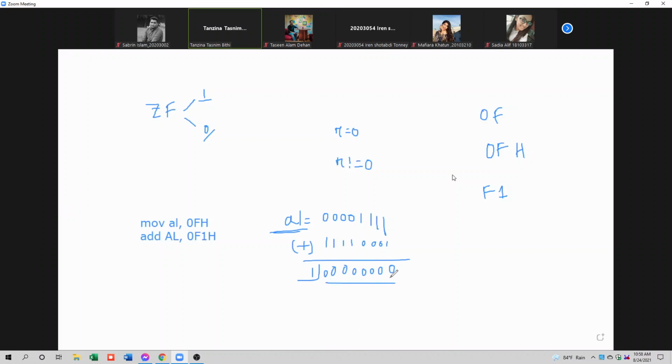Now if we convert it into hexadecimal or decimal, we get the result 0. So when the result of the arithmetic operation is 0, the value of the zero flag register will be 1. That means the zero flag register is set after the previous arithmetic operation.